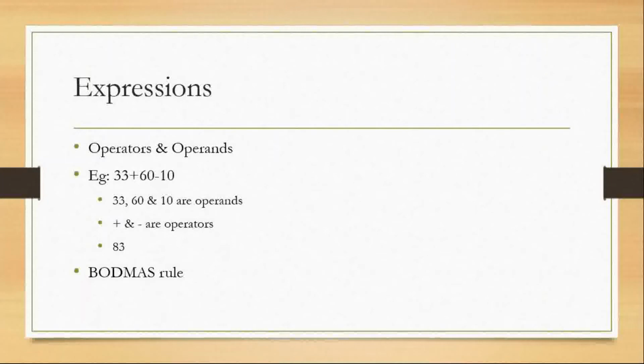As far as expressions are concerned, they are evaluated based on the BODMAS rule. So let's see what the BODMAS rule is. B stands for brackets, O stands for power or order, D stands for division, M stands for multiplication, A stands for addition, and S stands for subtraction. So this is the order in which expressions will be evaluated.